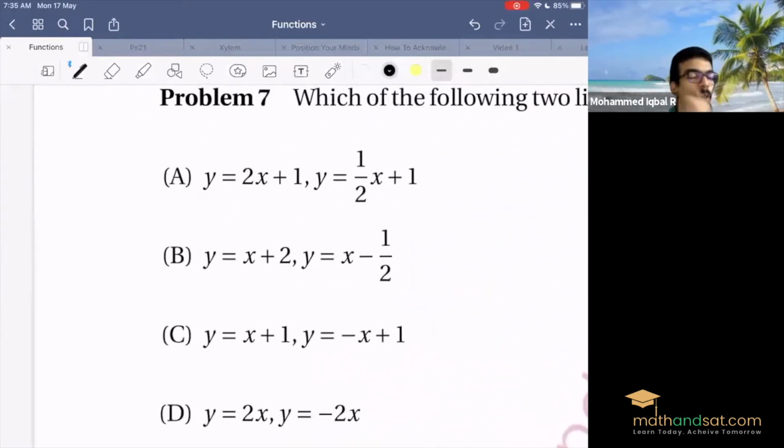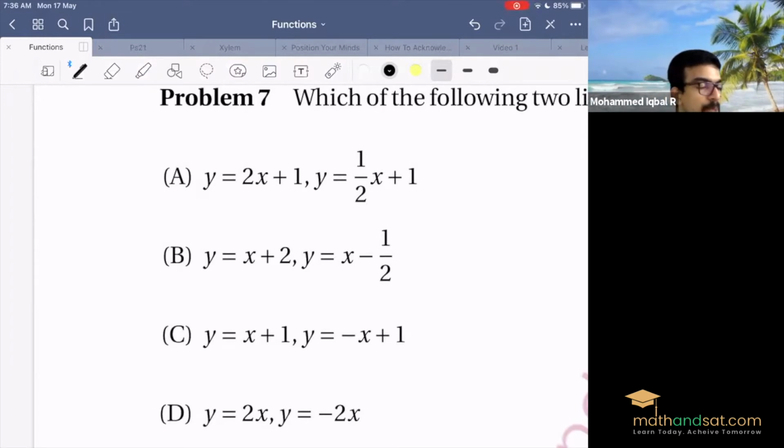In the first option, the two lines have slopes 2 and 1/2. One slope is 2, the other is half. Is that the right answer? No. In the second case, we have 1 and 1. That's not the right answer. In the third one, we have 1 and -1. Yeah, that is the right answer.